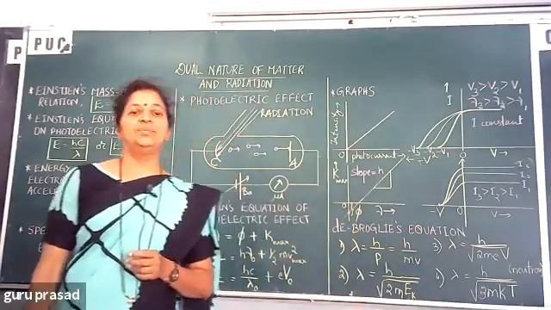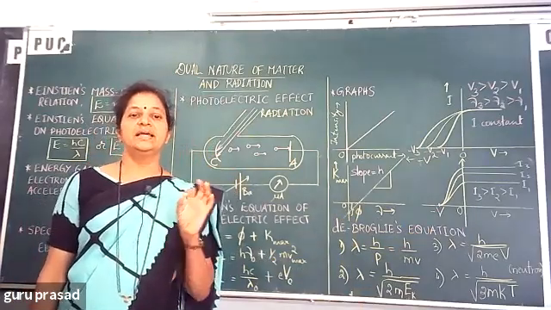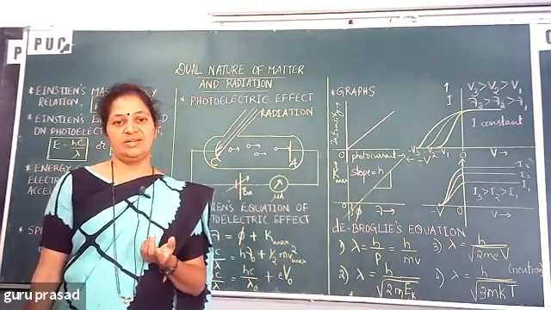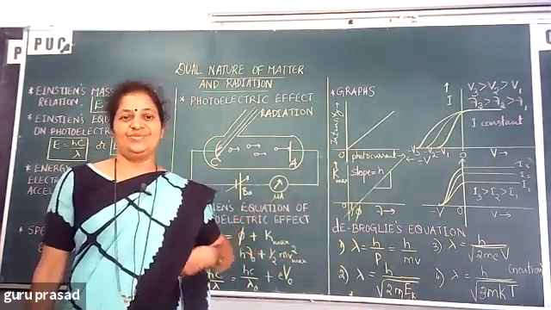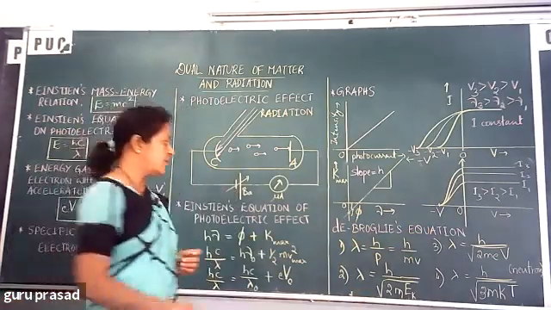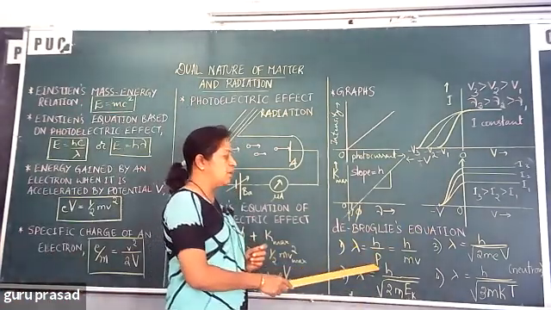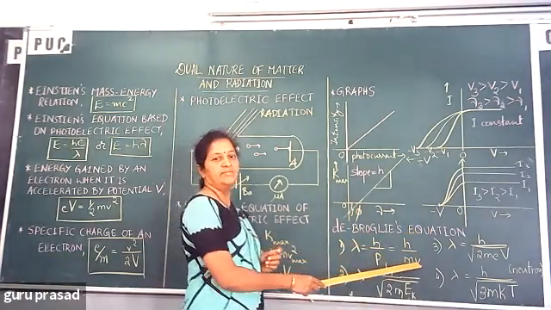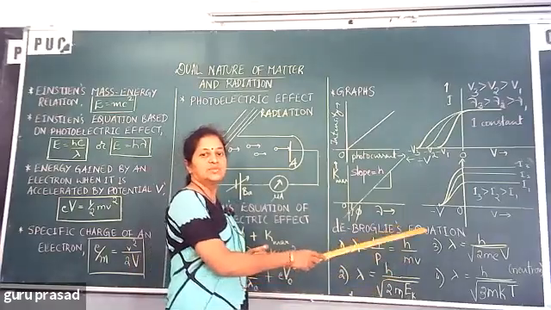So, the matter wave hypothesis, you must recall: every material particle like neutron, electron and proton exhibits wave nature. They behave exactly like a wave. So then it must have a wavelength, that is called the de Broglie wavelength. That is given by h by momentum p, or can also be written as h by mv.